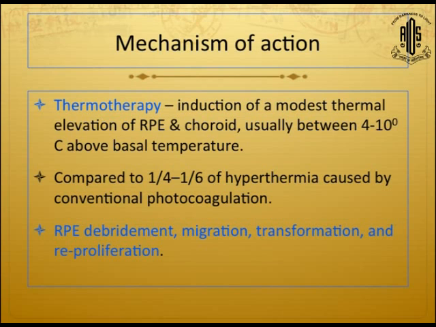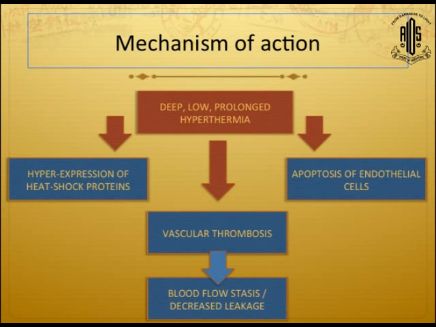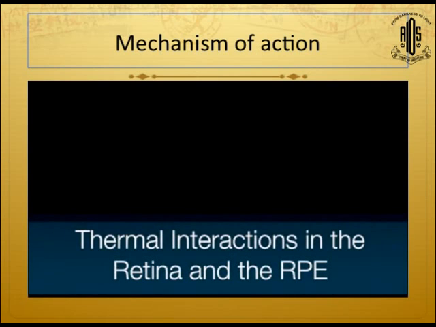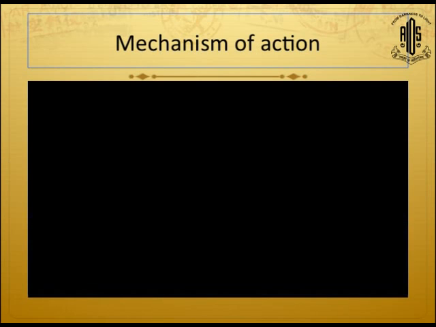The mechanism is basically RPE debridement with migration, transformation and reproliferation of the RPE cells, which forms a scar, and probably the leakage will stop from that place. A deep, low, prolonged hyperthermia leads to overexpression of heat shock proteins, as well as vascular thrombosis and apoptosis of the endothelial cells, which further lead to blood flow stasis and decreased leakage in CSR patients. Here is a small video which can show you the mechanism of action in a better way.